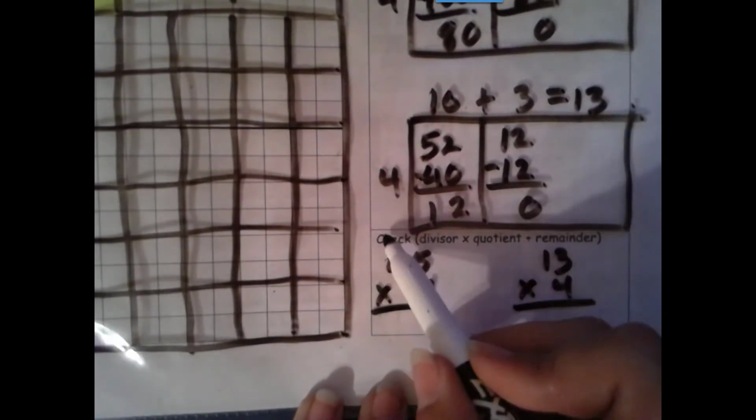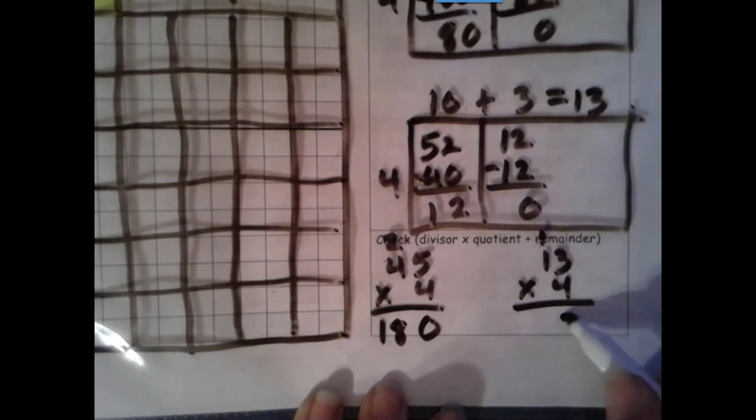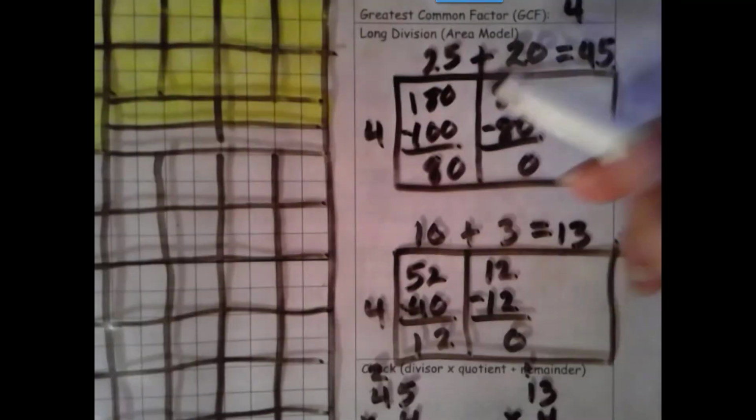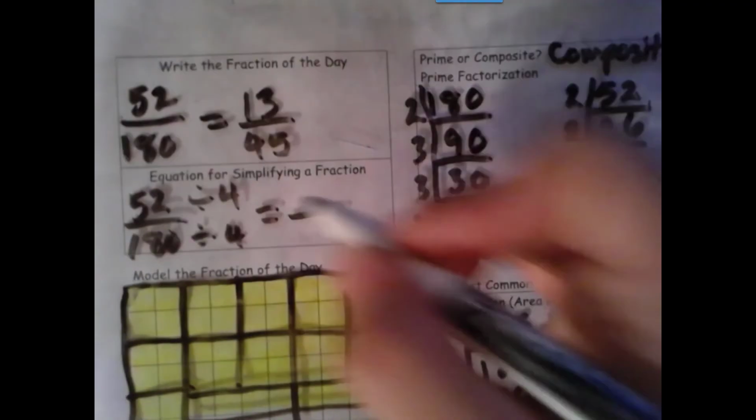4 times 5 is 20. 4 groups of 4 tens is 16 tens, plus 2 more tens is 18 tens. 4 times 3 is 12. 4 groups of 10 ones is 40 ones, plus 1 more is 50. I'm sorry, it's 4 tens plus 1 more is 5 tens. 52. 52 checks. 180, that matches our dividend up here, so it checks. So our numerator is definitely 13, and our denominator is definitely 45.